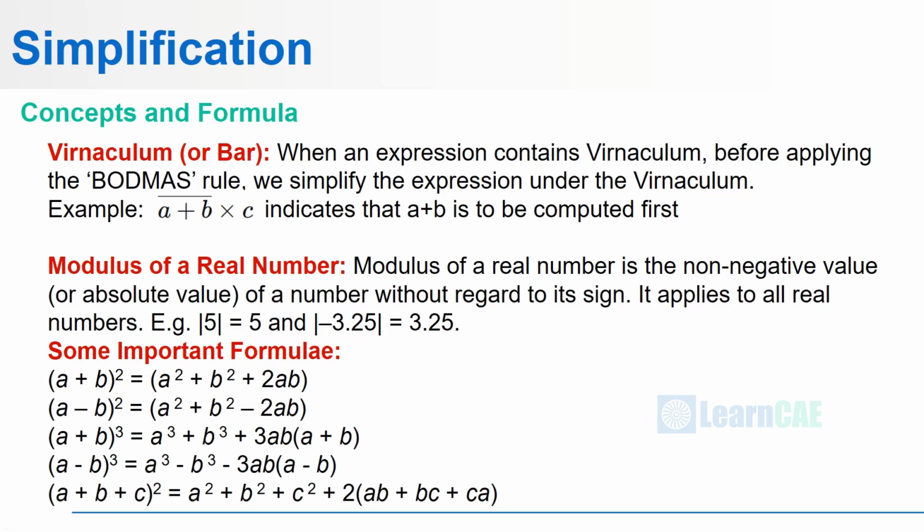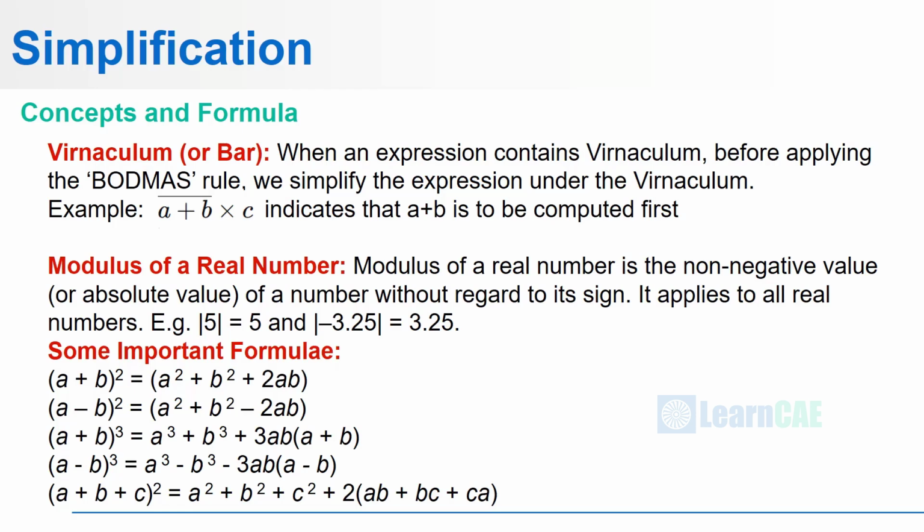Next, now we can see vinculum or bar. Here, when an expression contains a vinculum, before applying the BODMAS rule, we have to simplify the expression under the vinculum. For example, when an expression like a plus b bar into c indicates that a plus b is to be computed first and then only you have to multiply with c. So this is the first expression which you have to solve.